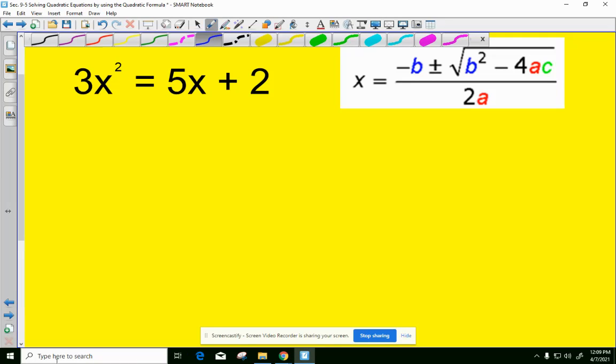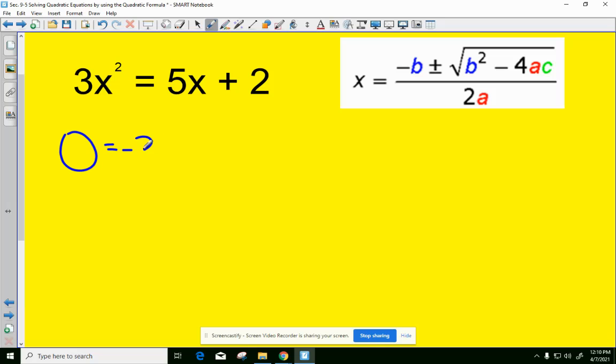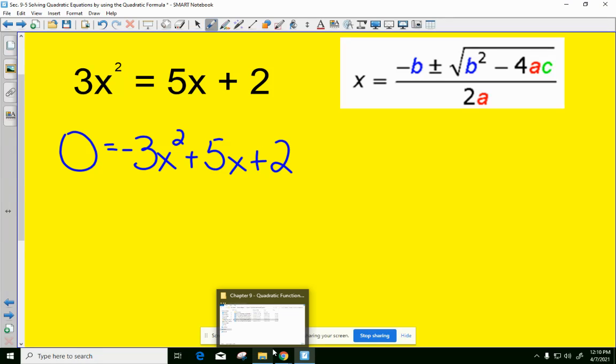But if you're staying with us and you're thinking about this example, the first thing is we've got to move everything to one side. That's never going to change with a quadratic. It's always got to be equal to 0. So I probably would just move the 3. That leaves me with 0 is equal to negative 3x squared plus 5x plus 2.